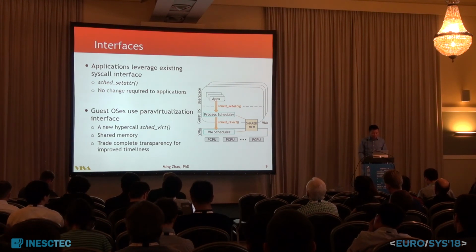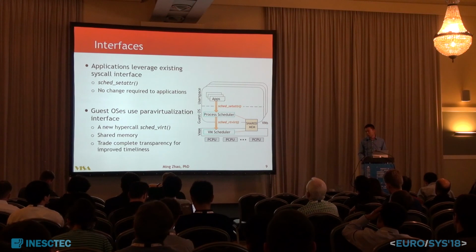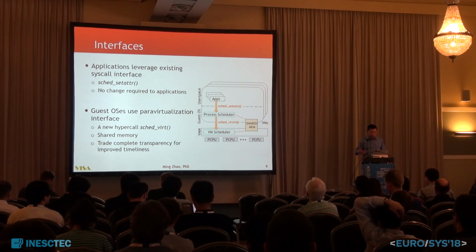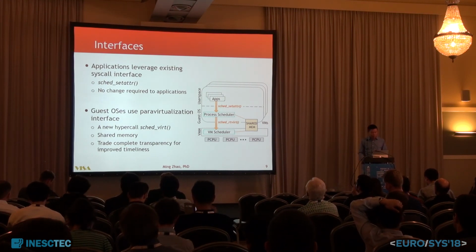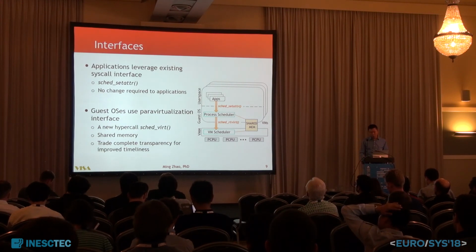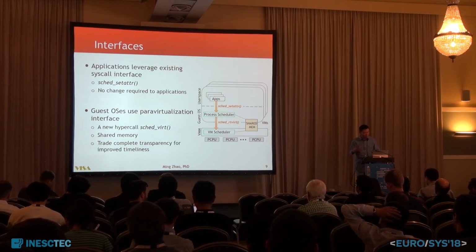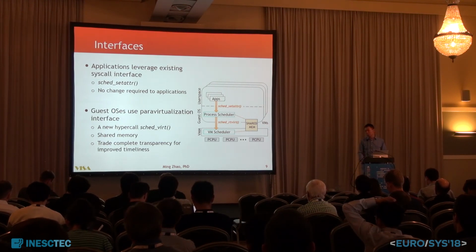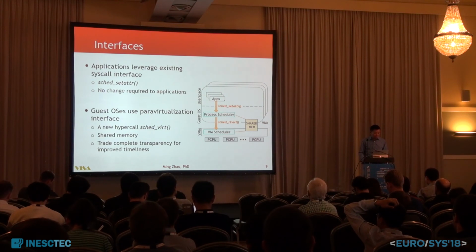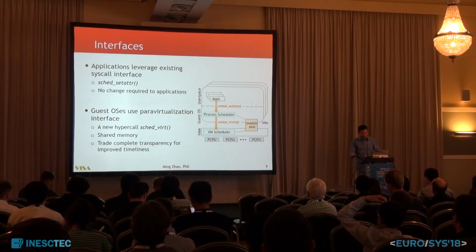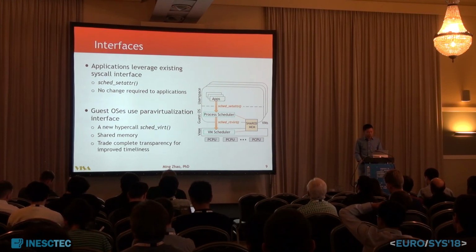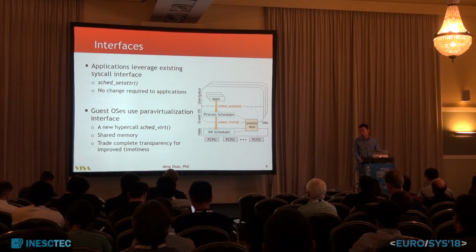But to allow the guest and the host to cooperate on scheduling, for that we use a paravirtualization interface. More specifically, we added a new hypercall called RTVert, and also a new piece of shared memory between the guest and host for sharing critical information. By doing that, of course, we are trading complete transparency for improved timeliness. Our principle is the same as the reason for paravirtualization: we are trading transparency for some other aspects of the system. In this case, we are trading transparency for improved timeliness.